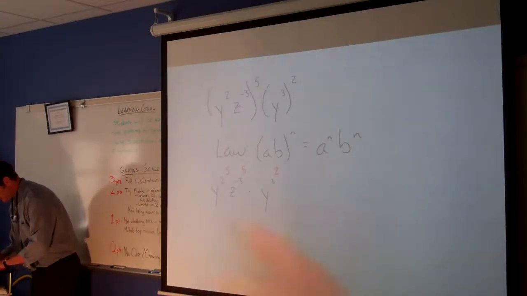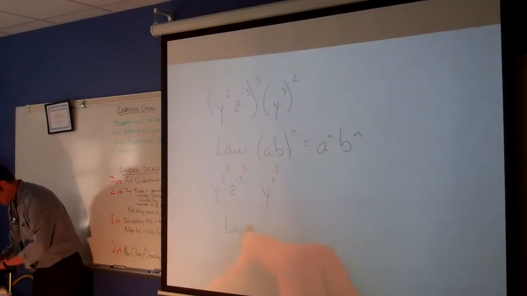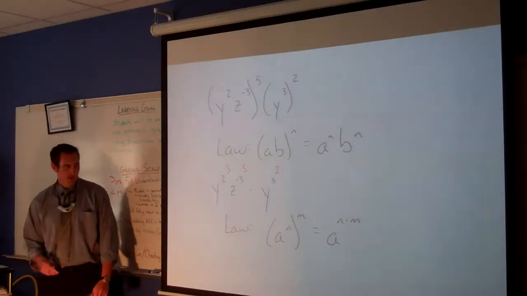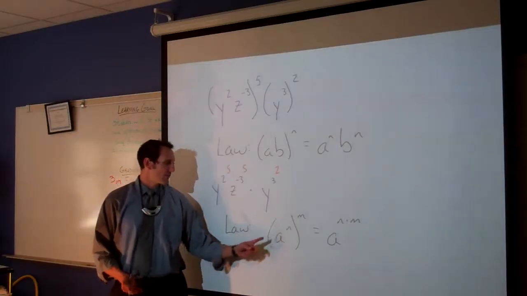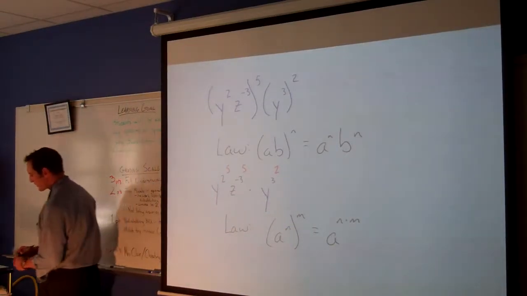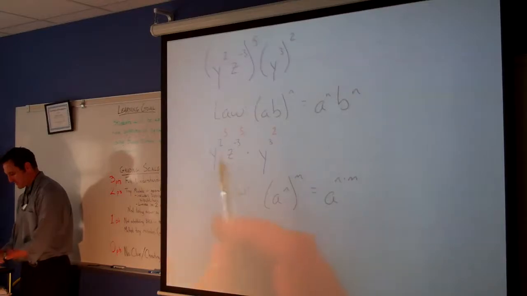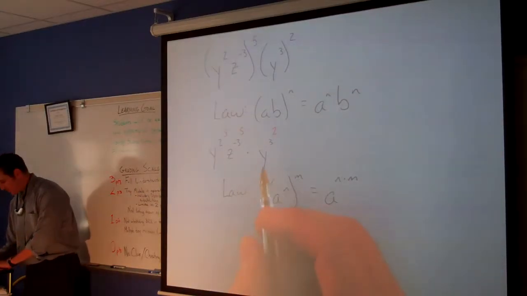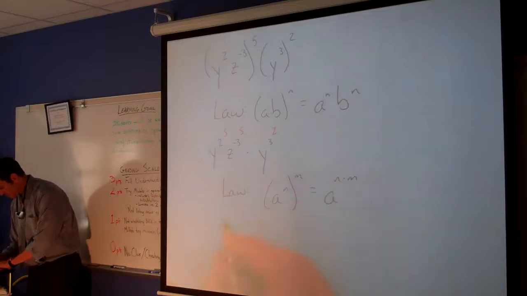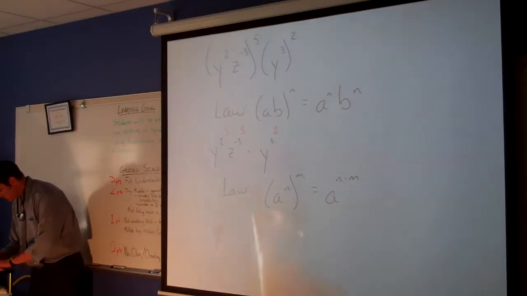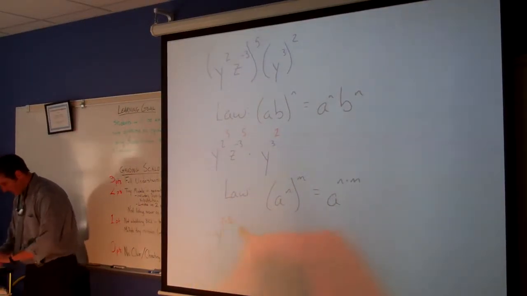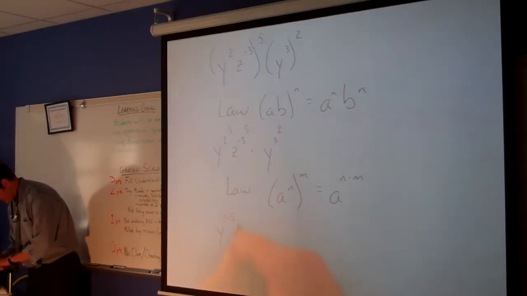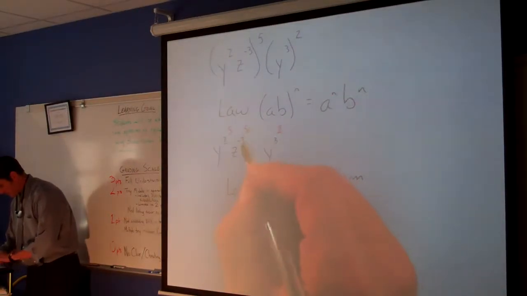And now we use the next law from today that says if you have an exponent raised to a power, keep the base, multiply the exponents. Power to a power. You keep the base, multiply the exponents. So we can apply that to this previous step. We have y squared to the fifth power. I keep that base of y, but I'm multiplying the powers. We have z, negative third power to the fifth power.